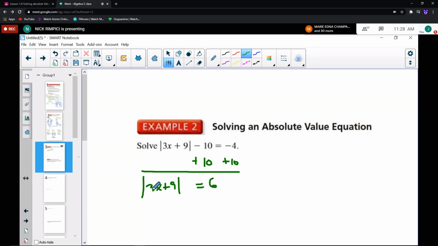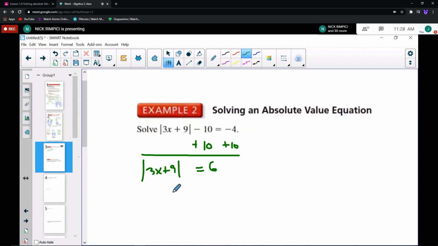So now this looks like the questions on the last slide. I have the absolute value of 3x plus 9 equals 6. The absolute value is now all alone by itself on the left-hand side of the equation. So now, and only now, can you make your two statements. Somebody want to give me the two statements that we can make?